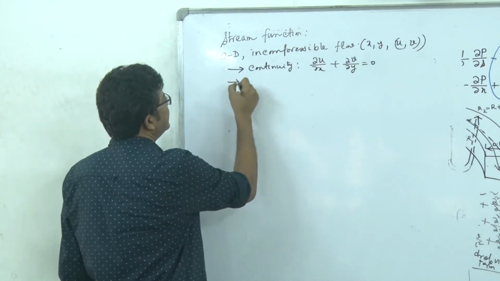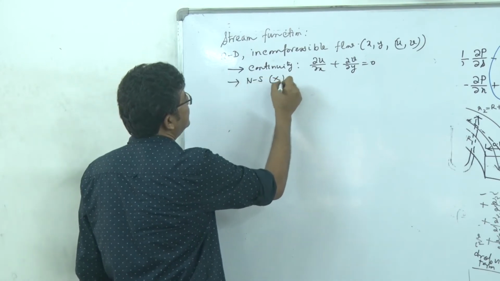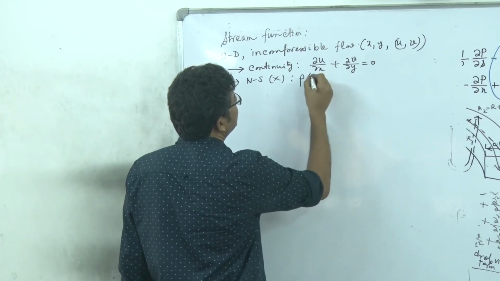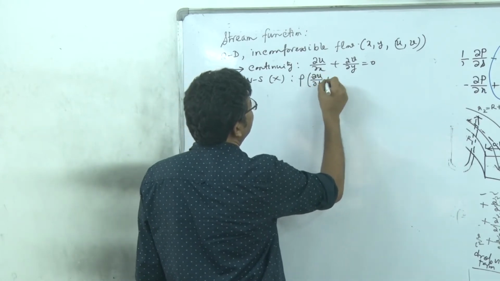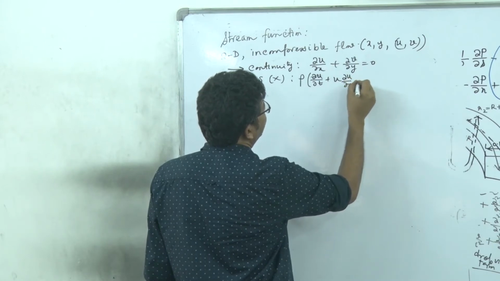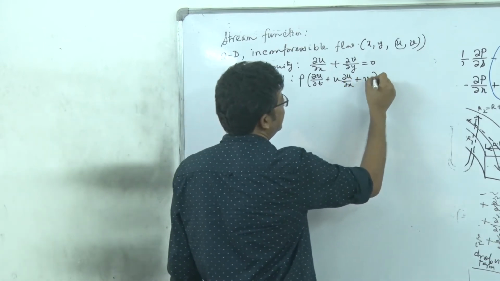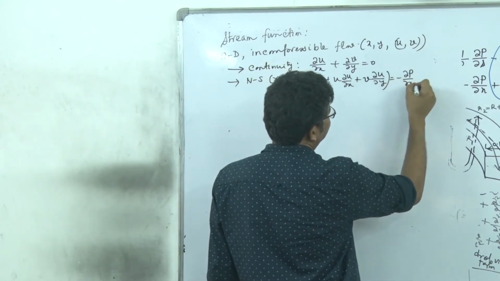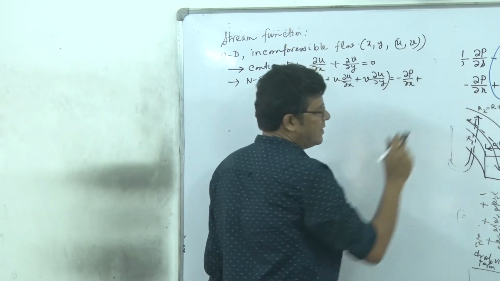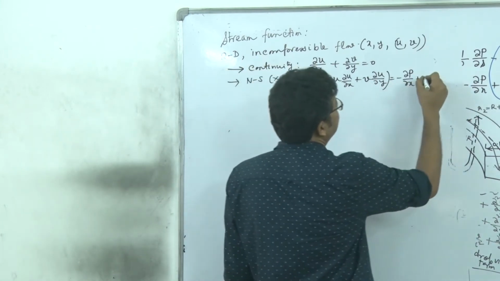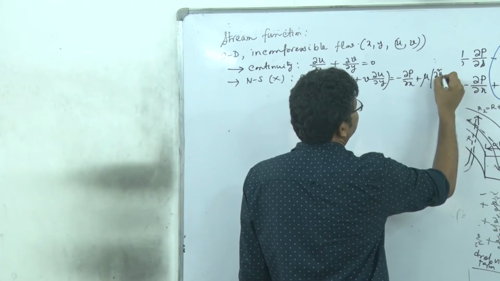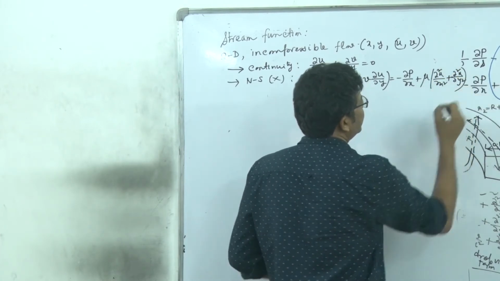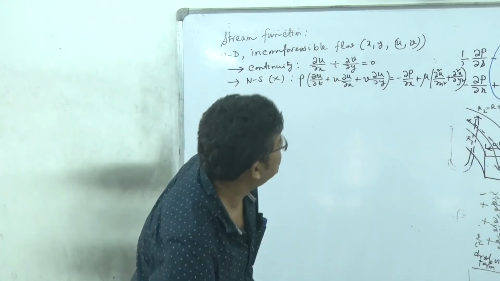And Navier-Stokes for the x direction, that is rho into u del u del t plus u del u del x plus v del u del y is equal to minus del p del x. Let's say there is no body force along the x and y direction. Then plus mu into del square u del x square plus del square u del y square.